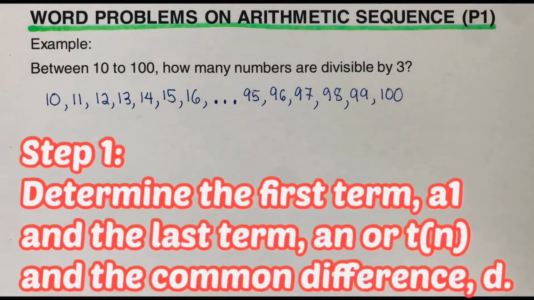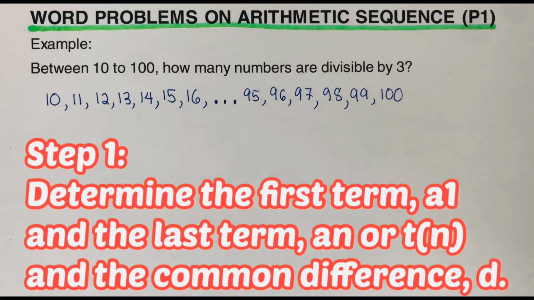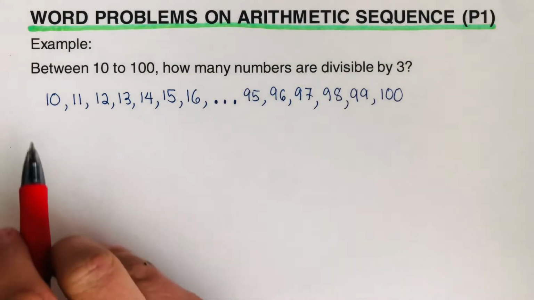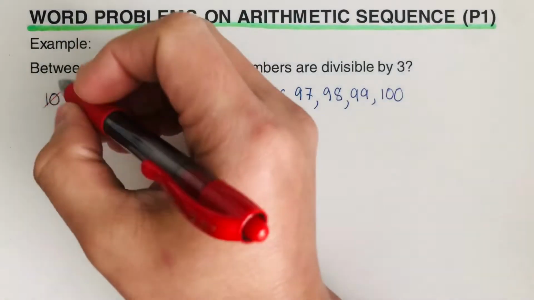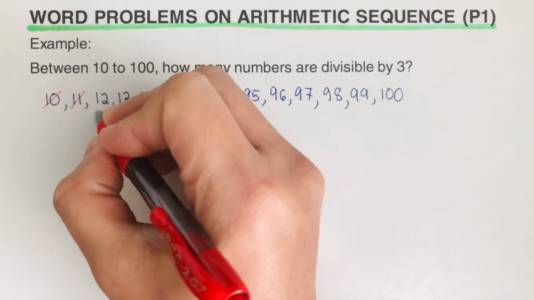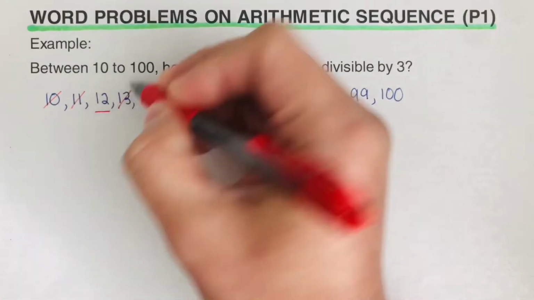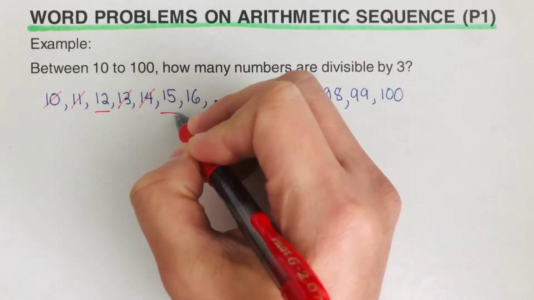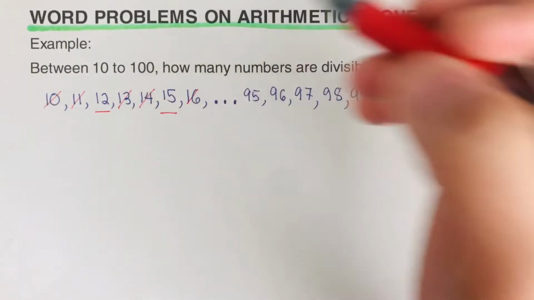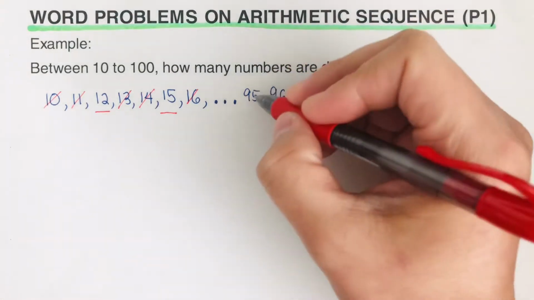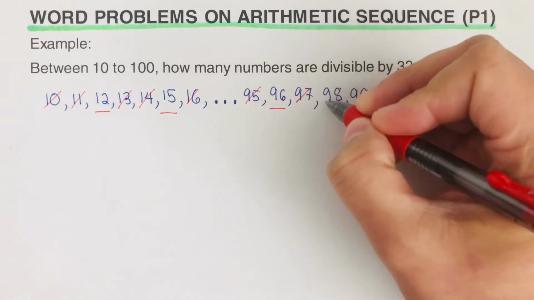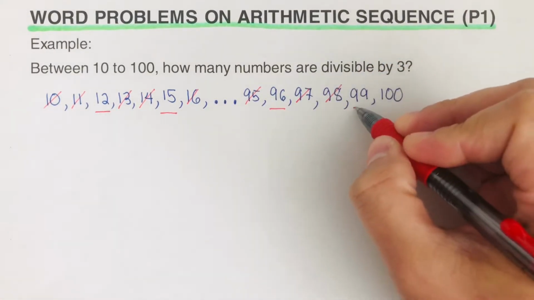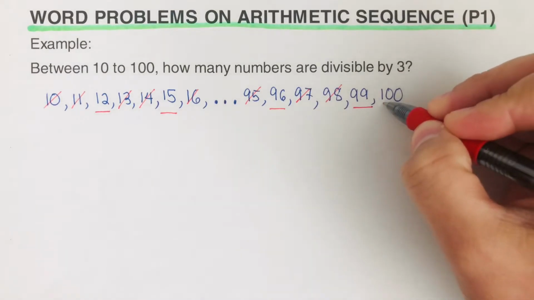The first step is to determine the first term a1, the last term an or t of n, and the difference d. In this problem, 10 is not divisible by 3, so we can cross that out. 11 is not divisible by 3. 12 is divisible by 3. 13 is not, 14 is not, 15 is divisible by 3, 16 is not divisible by 3, 95 is not divisible by 3, 96 is divisible by 3, 97 and 98 are not divisible by 3, 99 is divisible by 3, 100 is not divisible by 3.